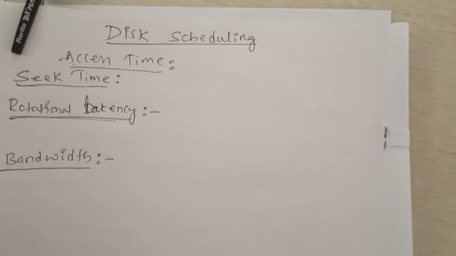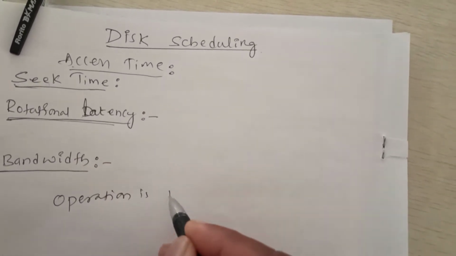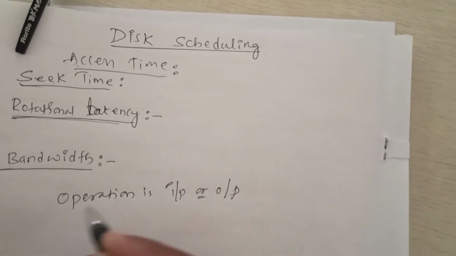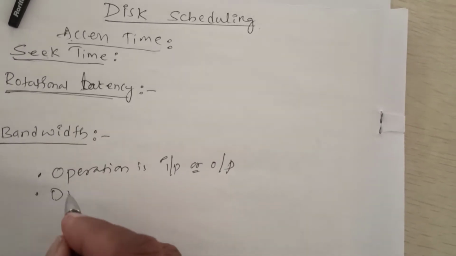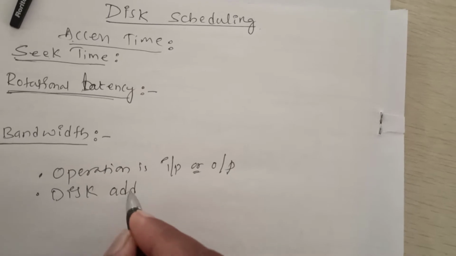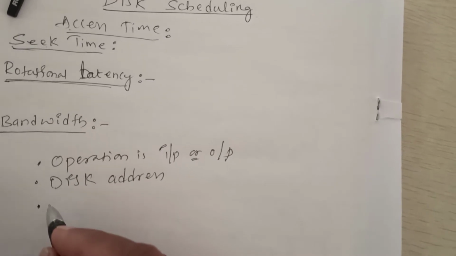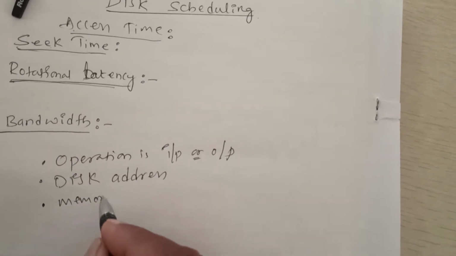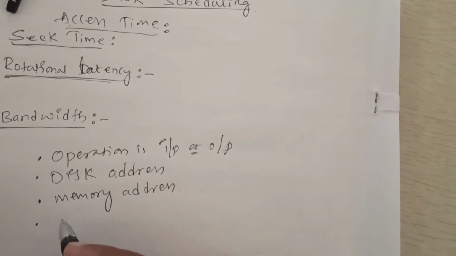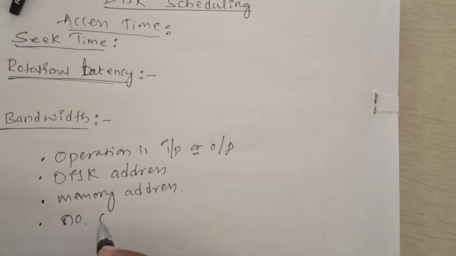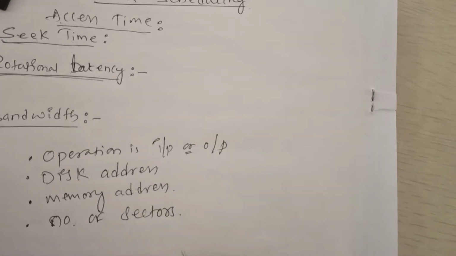First, whether the operation is input or output. The second thing is the disk address for the transfer of the information, that is, which sector you are going to transfer from or to. Then the memory address where you are going to locate the data, and lastly the number of sectors to be transferred. These are the things considered once the request specifies several pieces of information.